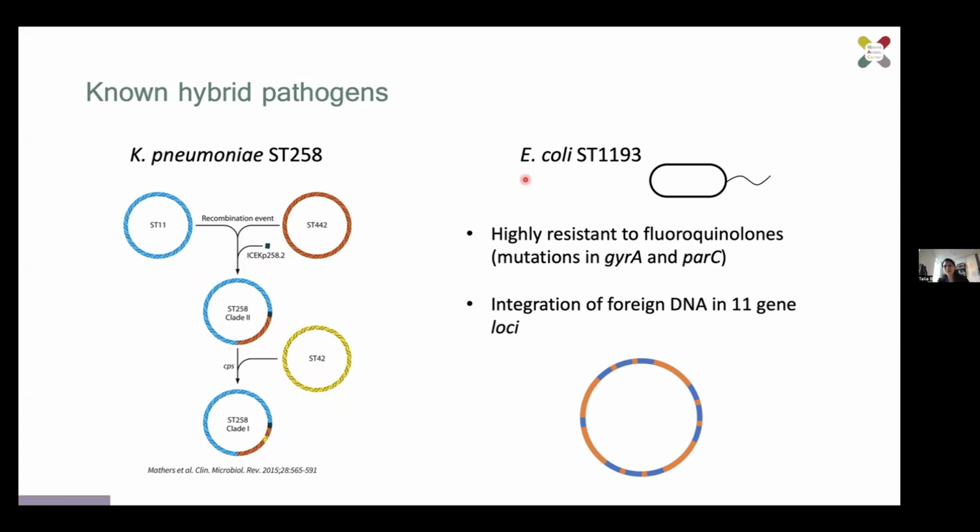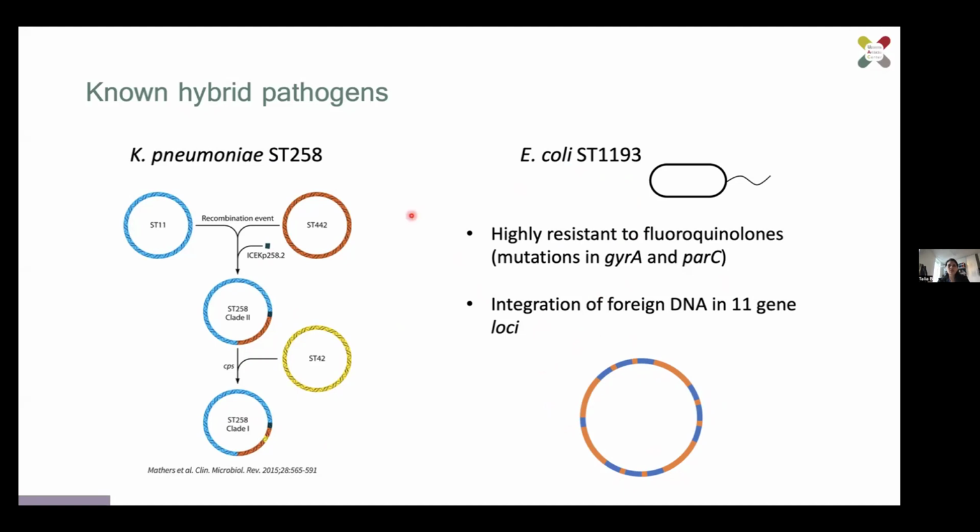And then the other pathogen is an E. coli, and this pathogen is a bit special in the sense that instead of having the foreign DNA integrated as one single fragment, like you see here, where the red DNA is all in one single fragment, in the case of this E. coli, it contained a lot of small fragments distributed along its DNA. And within those, it acquired mutations in gyrA and parC, which made it highly resistant to fluoroquinolones.